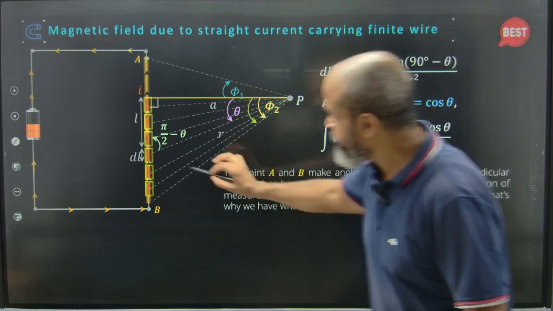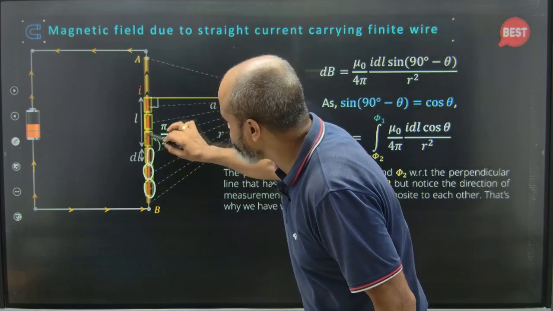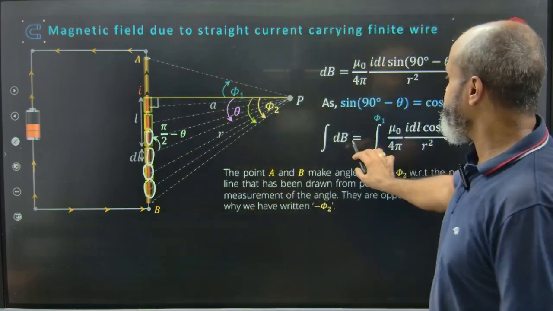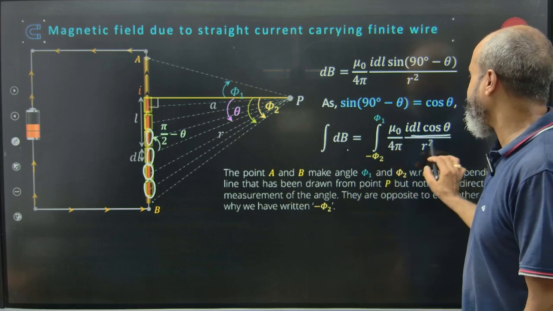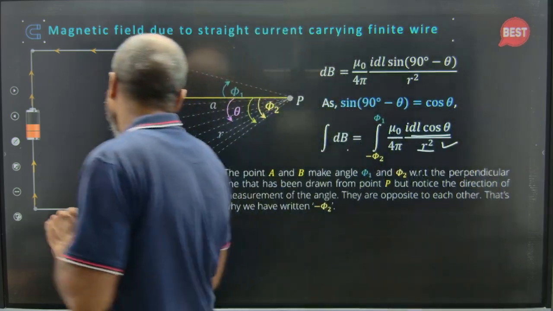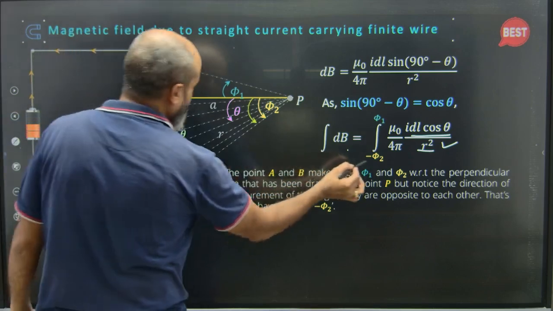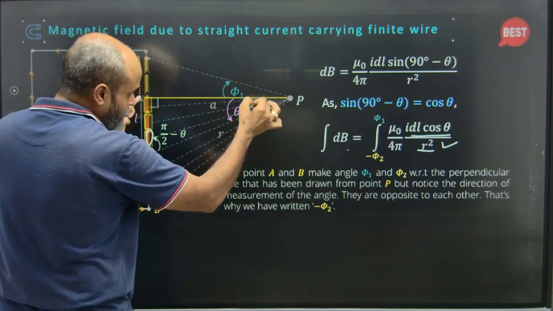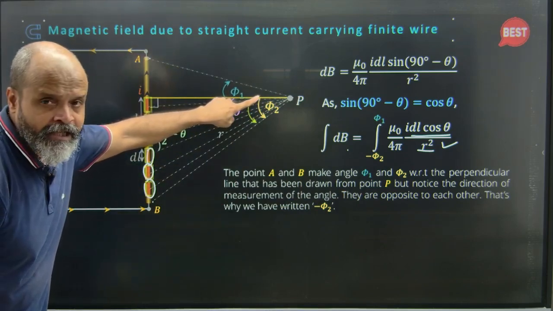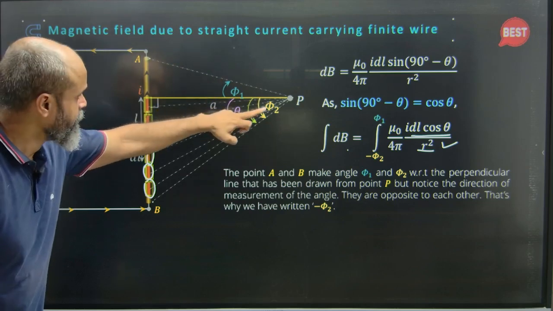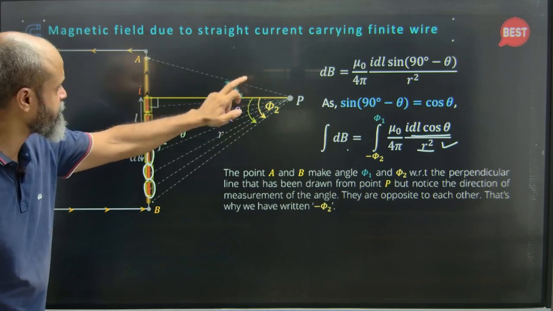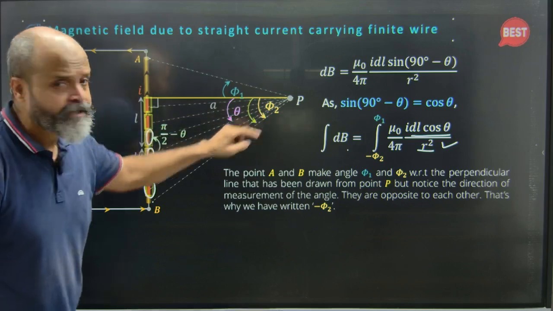So integrating means all these segments of dl being added from this extreme point to this one. So dB will be equal to mu naught by 4 pi I dl cos theta by r square. This is absolutely clear. Now about the angles, understand this. Here one angle is below and one angle is above. So look at the direction of this angle. Both are in opposite directions. So if we take this as negative, obviously this has to be taken as positive, or vice versa. If we take this angle as positive, this has to be taken as negative.